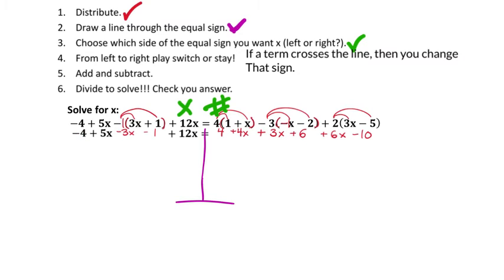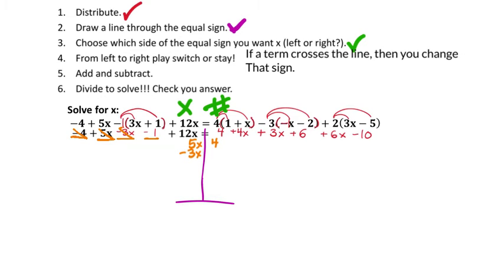negative 4. Now it's not an x term, it's on the wrong side, so it has to switch. So the negative 4 is going to switch into a positive 4. Boom, and I used it up, I cross it out. My next term is 5x. It has an x, so it's going to stay positive 5x. We used it up. The next term is negative 3x, so it will stay negative 3x because it's on the left side of the equal sign, or the line. So we cross that out, we used it.